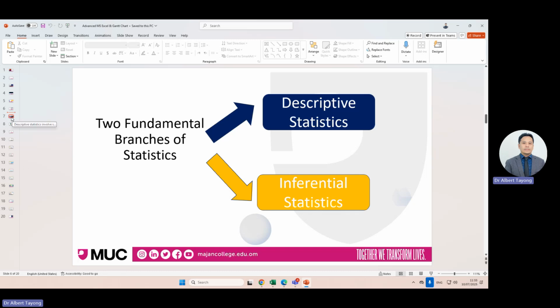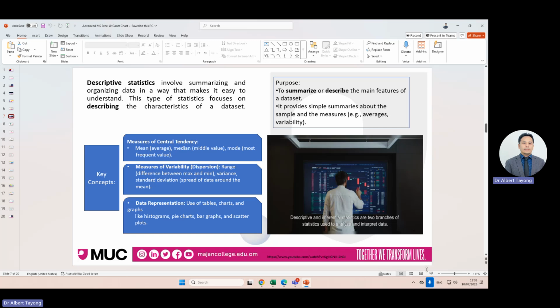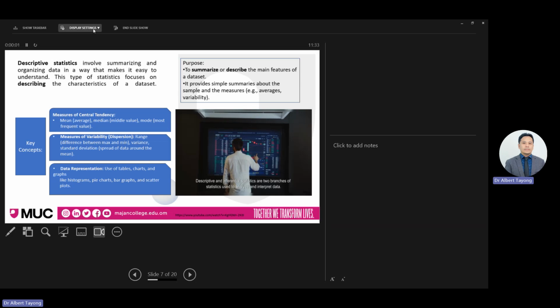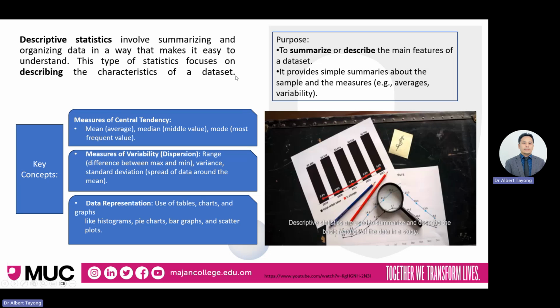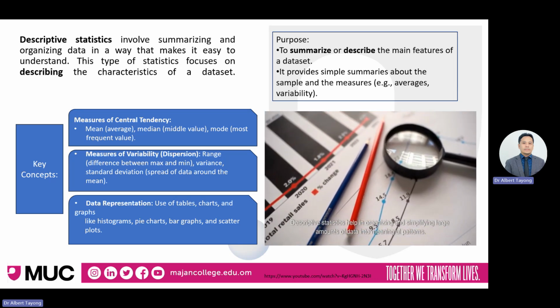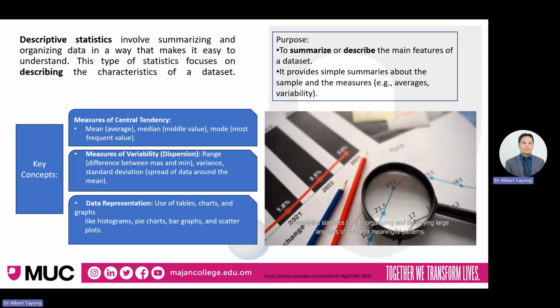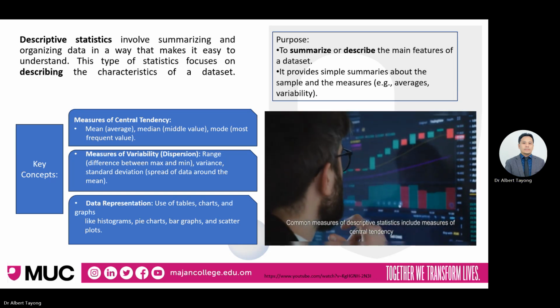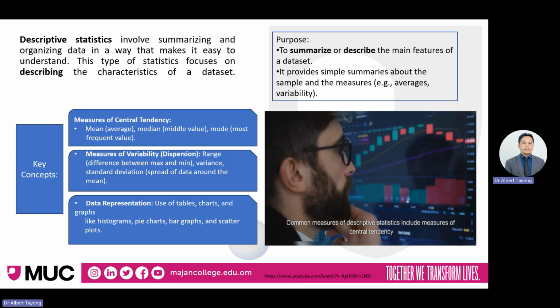So before we do that, let's first talk about what are the measures under the so-called descriptive statistics? And what is descriptive statistics all about? So actually, when you talk about descriptive statistics, this involves summarizing and organizing data in a way that makes it easy to understand. And this type of statistics focuses on describing the characteristics of a data set. So we are just within the data. We are not going beyond the data.